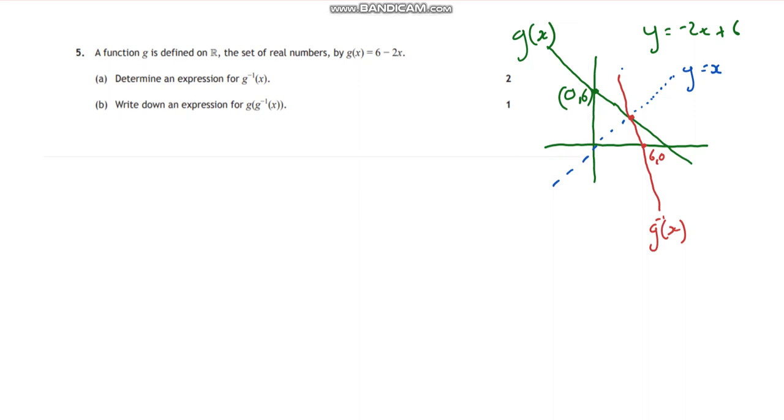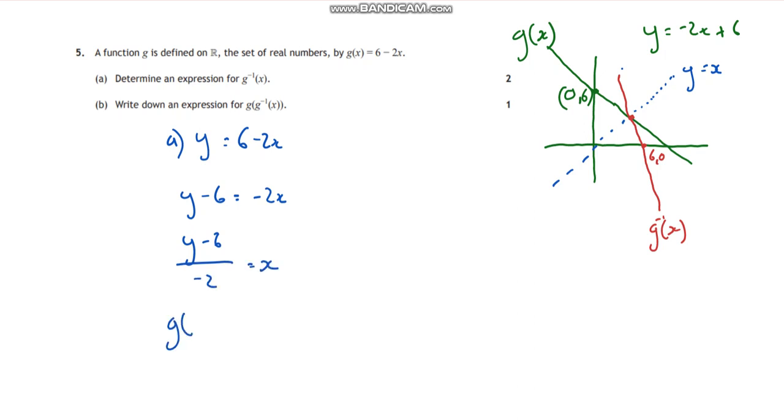So the first one is determine the inverse, and all that means we have to do is rearrange. So I would first of all say that y is 6 take away 2x, and then we're just rearranging to make x the subject. So we take away 6 from both sides. Take away 6 from both sides, gives me negative 2x, and then divide by the negative 2 to equal x. And then we'll just finish off by saying g to the negative 1 of x is therefore equal to x minus 6, divided by negative 2. So, not a lot in that.